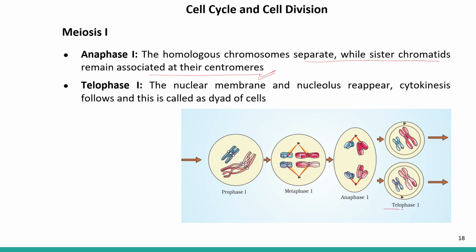What happened at the telophase now? The nuclear membrane and the nucleolus reappear. Now they reappear. Cytokinesis follows at this end and the division of these cells. The two cells we can see here, right? The two cells have been formed as the result of the telophase 1. So prophase 1, metaphase 1, anaphase 1 and telophase 1. But in the prophase 1, we have seen the different sub-stages, so it takes a longer duration of time.